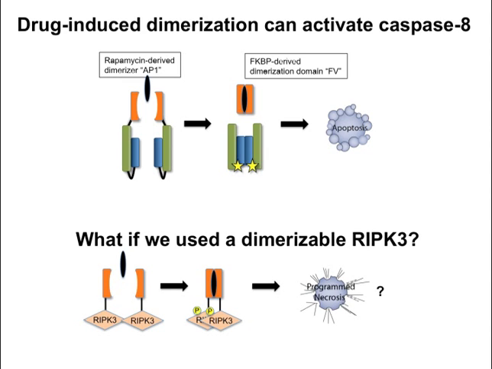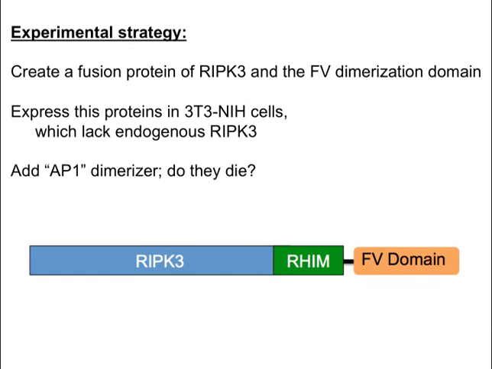So we wondered whether we might be able to use this to study directly the activation of the RIP kinases, and in particular, the activation of RIP3. So we fused a dimerization domain to RIP3 and wanted to see whether we could then directly truncate this pathway, eliminate the need for receptor signaling, and directly study how the RIP kinases are activated to trigger necroptosis. So I'm going to now show you a series of experiments employing this strategy. This is a very simple experimental strategy.